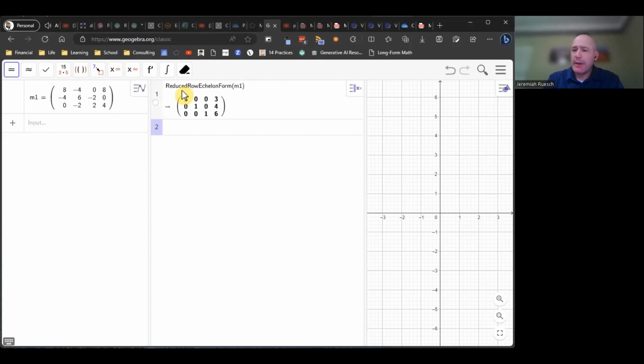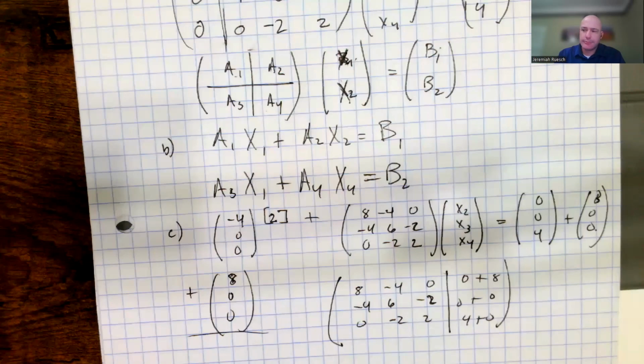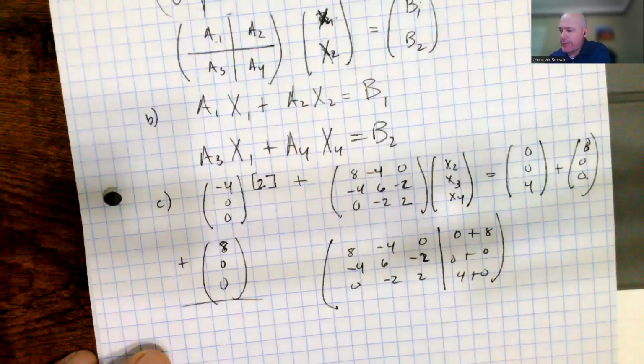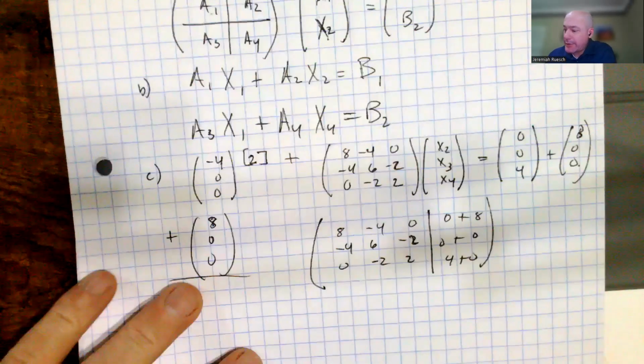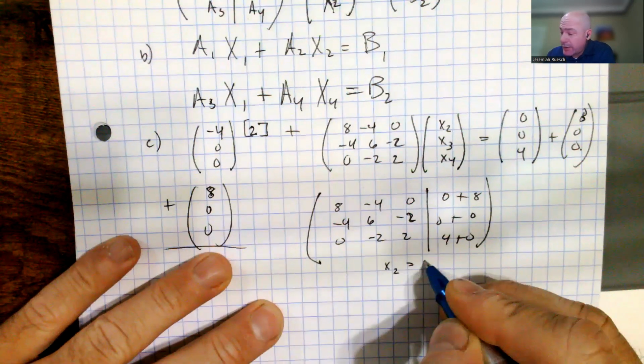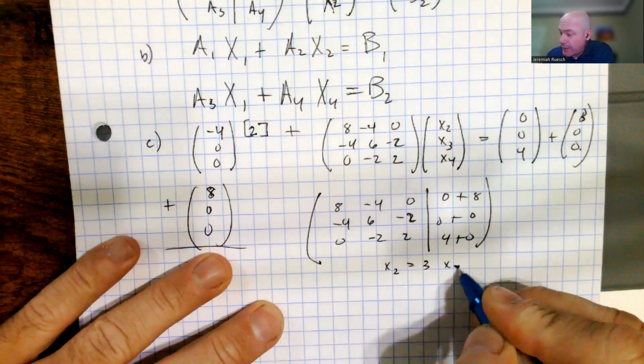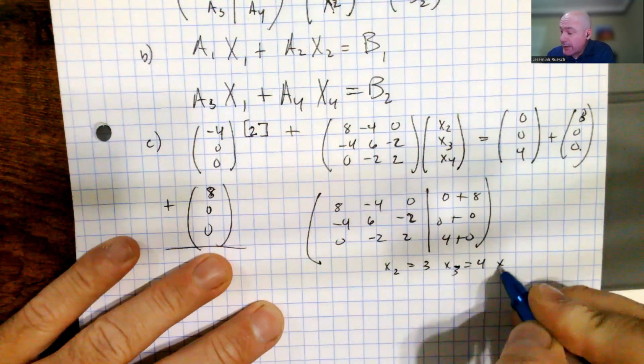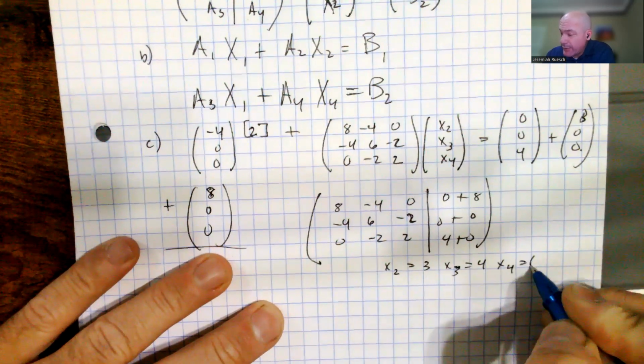Okay. And so if you look here, that's telling you that x2 is equal to 3, x3 is equal to 4, and x4 is equal to 6. So from the technology, we saw that x2 was equal to 3, x3 was equal to 4, and x4 was equal to 6.